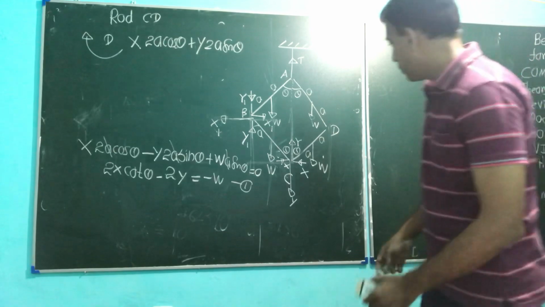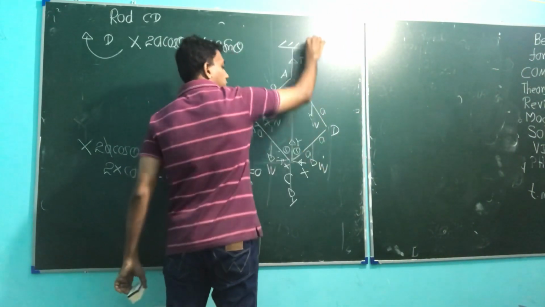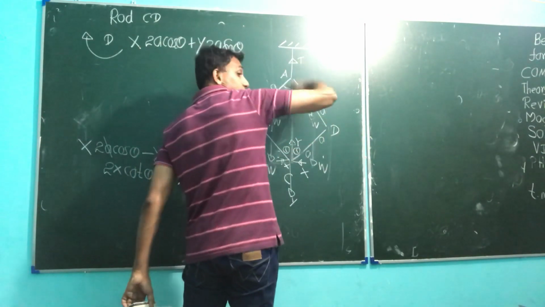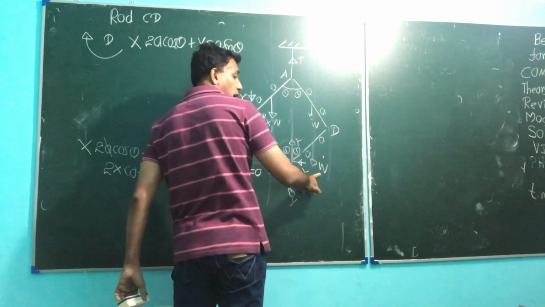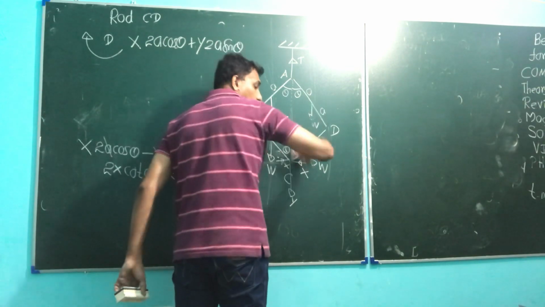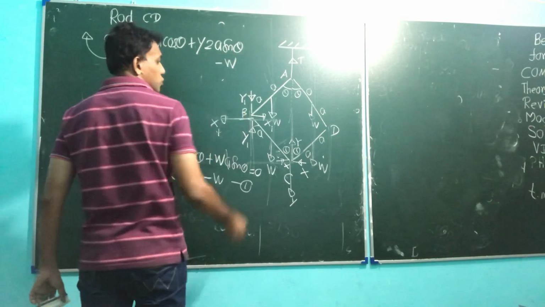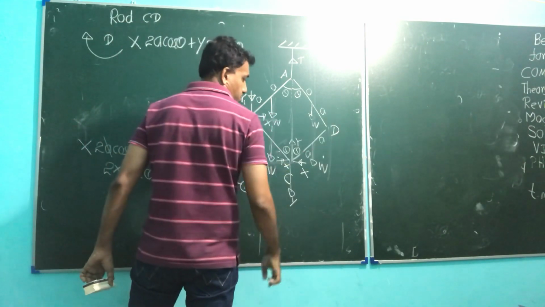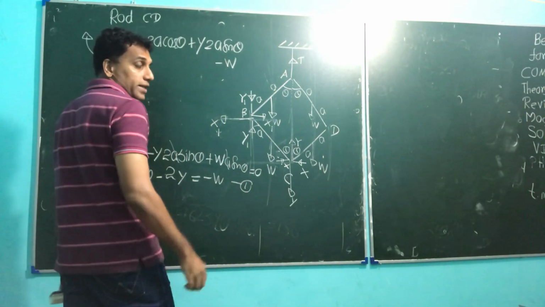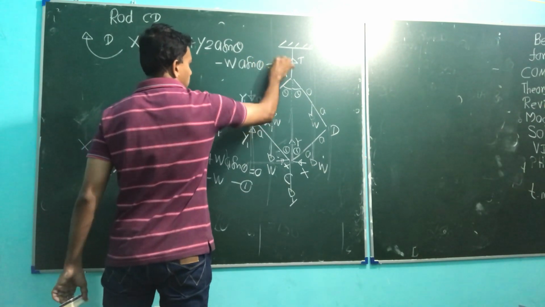How is the W direction to be taken? If you're confused, move the line of action up and see which side W comes. W is an arrow down, Y is an arrow up, so opposite. W is downwards, so minus W into A sin theta, equal to 0.